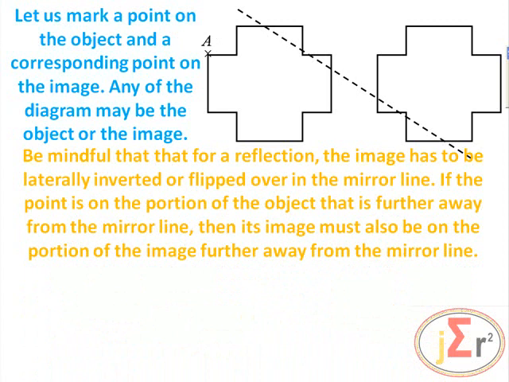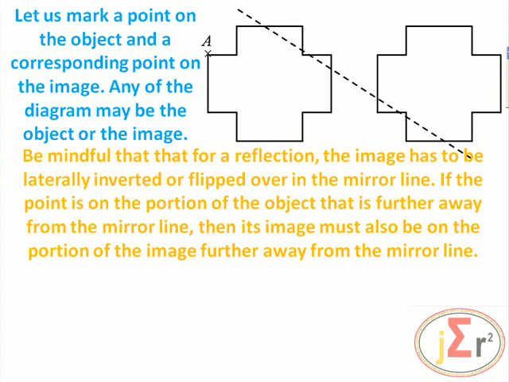Be mindful that for a reflection, the image has to be laterally inverted or flipped over in the mirror line. So if you have your book, the center of your book is the mirror line, and the flipping over is as if you are turning over your page. And that is the effect that a mirror line will have on an object.